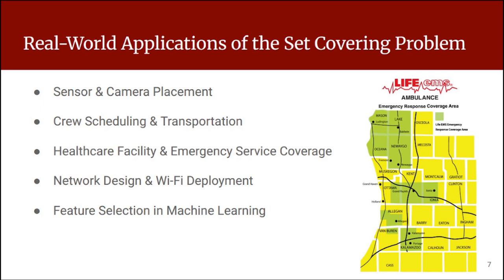The set covering problem has a lot of real-world applications, which is what attracted me to the problem for this project. Some examples are sensor and camera placement, any sort of autonomous system. How can you get the most possible data with the least amount of sensors?